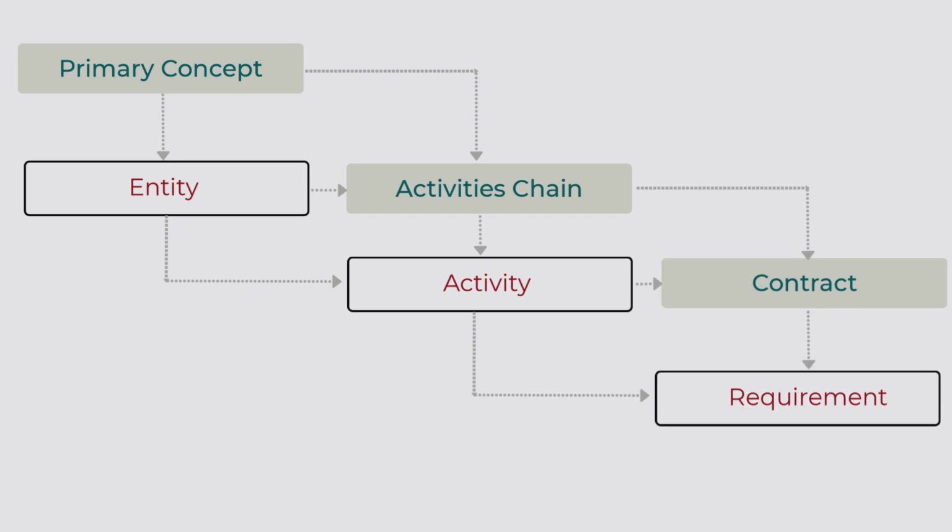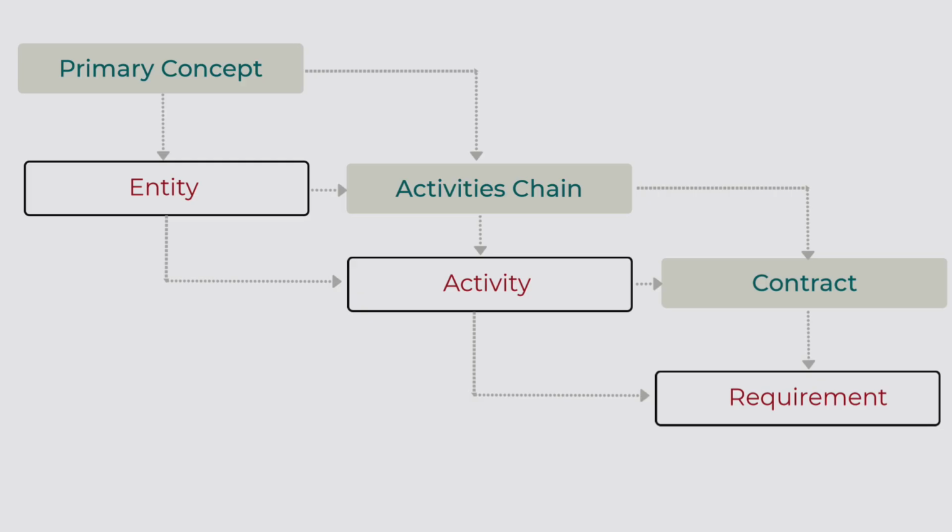Following that, we applied a formula to derive contract requirements from the activities chain. These contract requirements consist of individual requirements, each mapped directly from an activity using a specific formula.